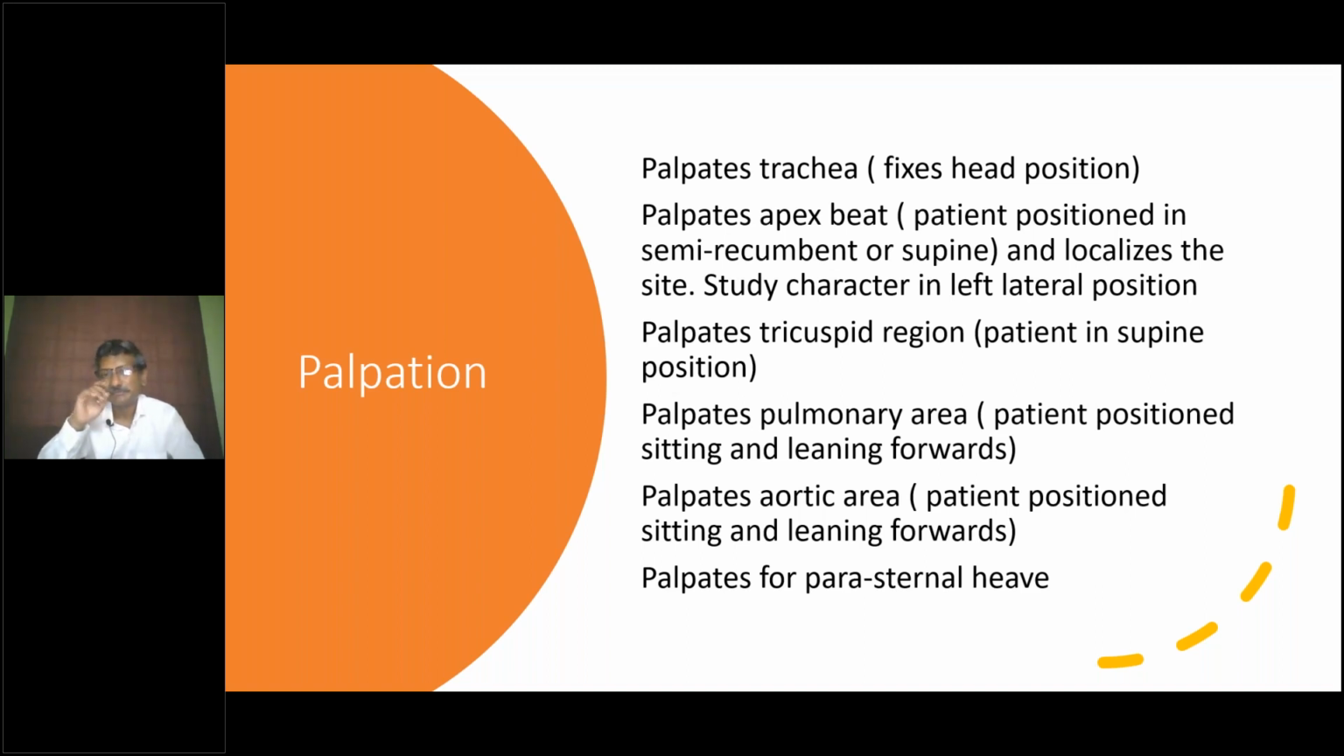Position for apex, I told, is left lateral. Tricuspid is just supine position. For pulmonary and aortic, sitting and leaning forwards, because the pulmonary and the aortic structures come more close to the chest wall. So pulmonary and aortic, it is sitting and leaning forward. For tricuspid, it is just supine. For apex, already I told it is left lateral.